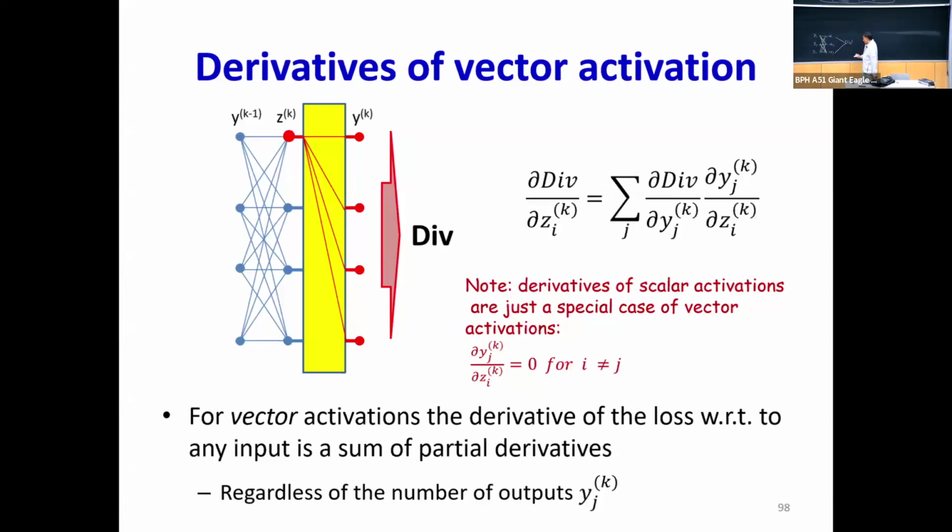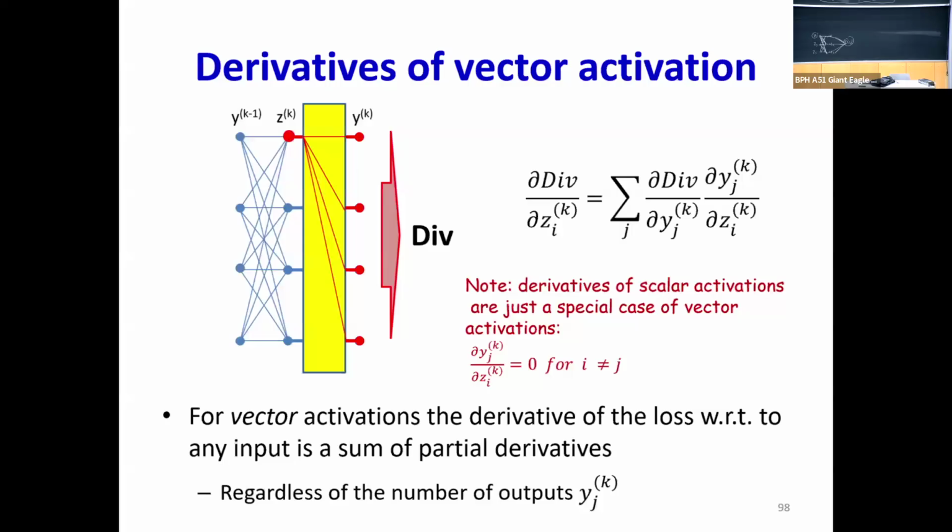And so now if I want the derivative of this divergence, say with respect to this z, I have to consider all paths going to the divergence, right? Which means that I have to sum over all of the y's the product of the derivative of the divergence with respect to y, and the derivative of y with respect to z.